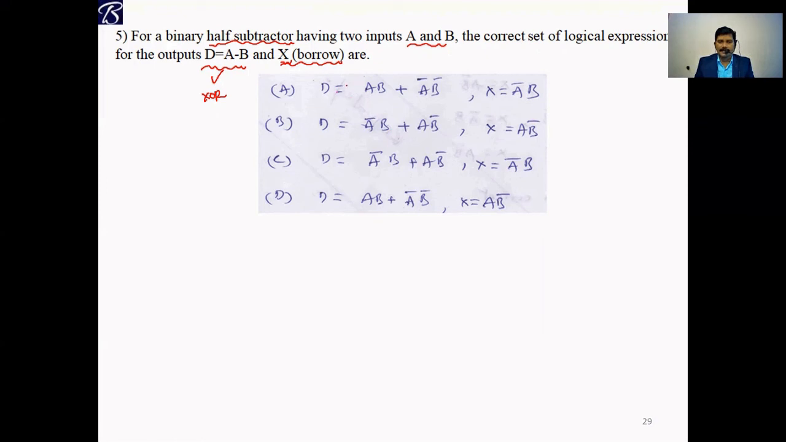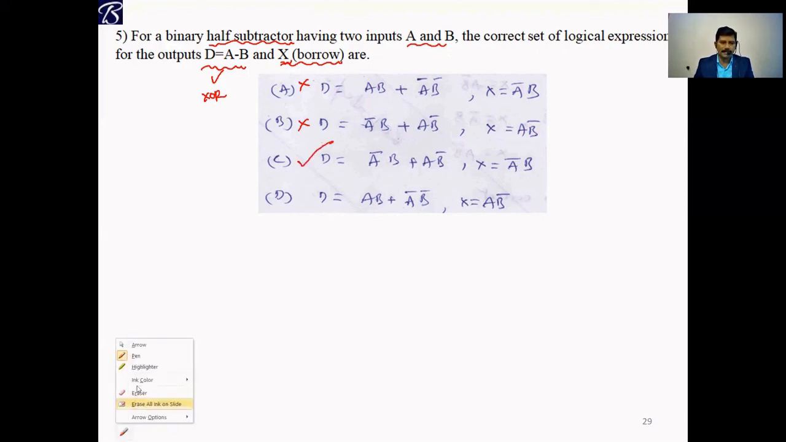Yeah, this is D XNOR is given. That is not correct. Here D XOR and A B bar. This is not correct, because A bar B is the correct option. So this is not correct. So this is XOR operation A bar B. So option C is correct.